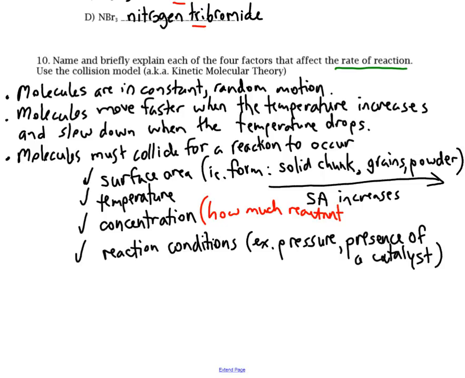Higher concentration, obviously, we're going to have more particles, so it's a greater chance for them to come in contact with other reactants. And the last one is other reaction conditions. So, for example, if it's a gas phase reaction, it could be pressure.